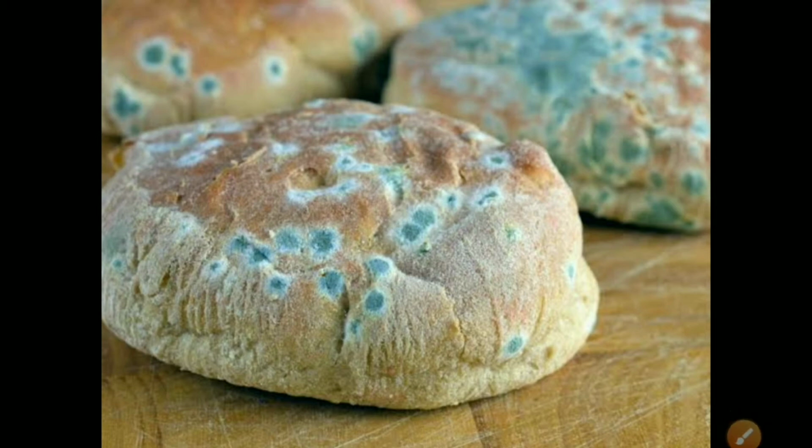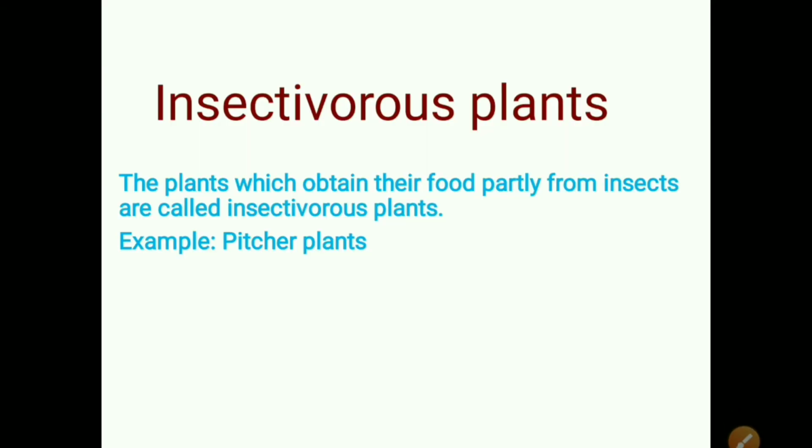Next we will study the insectivorous plants. Have you ever seen or heard of plants that eat animals? Isn't that amazing? Plants eating animals? There are a few plants which trap insects and digest them. Is it not amazing? Such plants which obtain their food partly from insects, we call insectivorous plants. And the example for this is a pitcher plant.